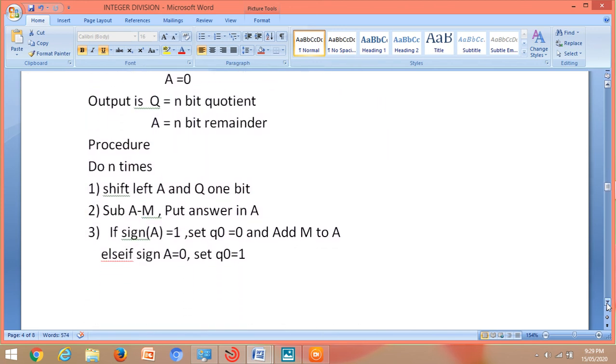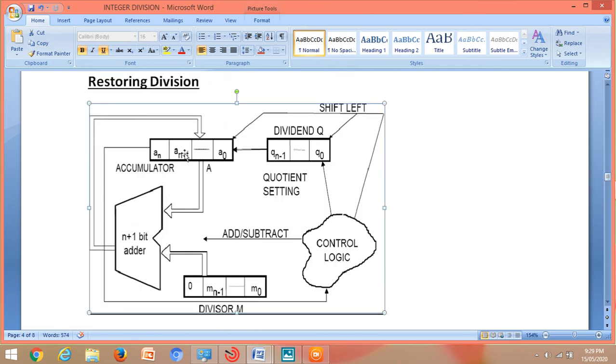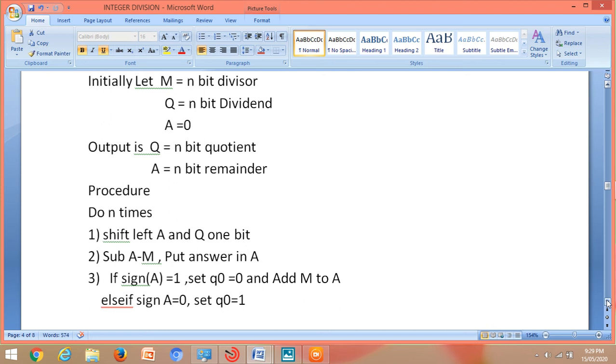Let us go to the procedure. Now this procedure is repeated n times. So what is n over here? The n is nothing but the number of bits in the dividend. So this process will be repeated as many times as the number of bits in the dividend. So what is the first thing? Shift left A and Q 1 bit. We have to shift left the content of A and Q by 1 bit position. Then the next step, subtract A minus M, and whatever answer you get you have to put back in A.